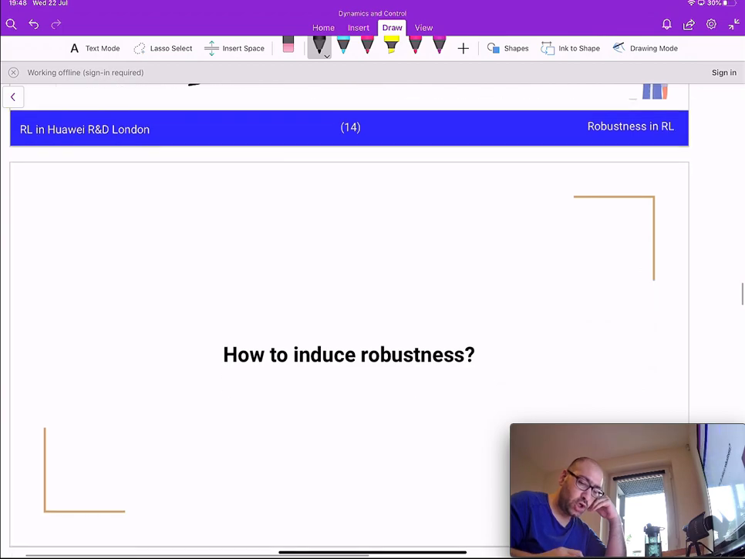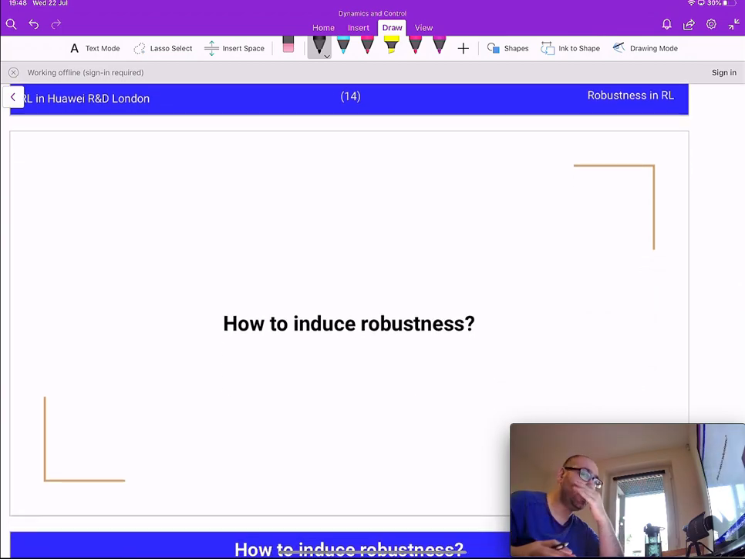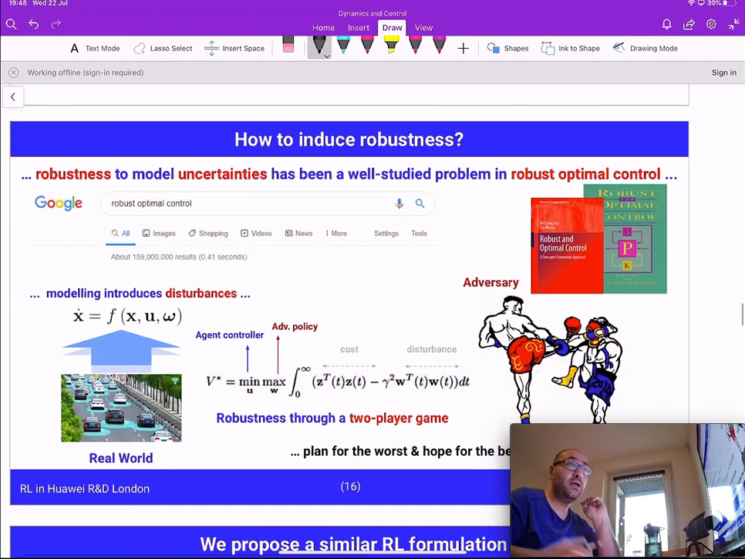All right. So what are we going to do about it? How are we going to induce robustness? All right. Now, the funny part is that a lot of work in machine learning is carried over from a lot of other fields without giving credit to the other fields. What I would like to do here is give credit to the other field which already studied the robustness problem in decision making, and that was robust optimal control.